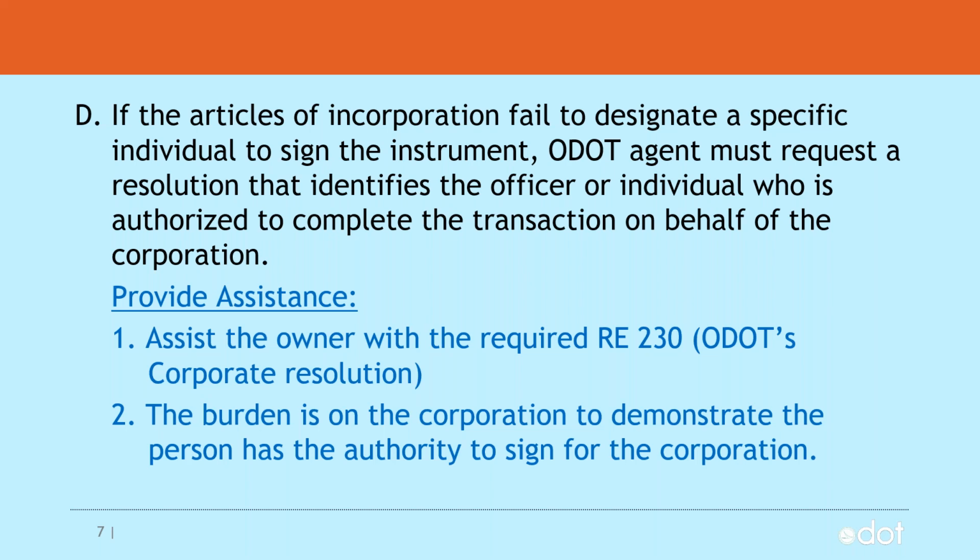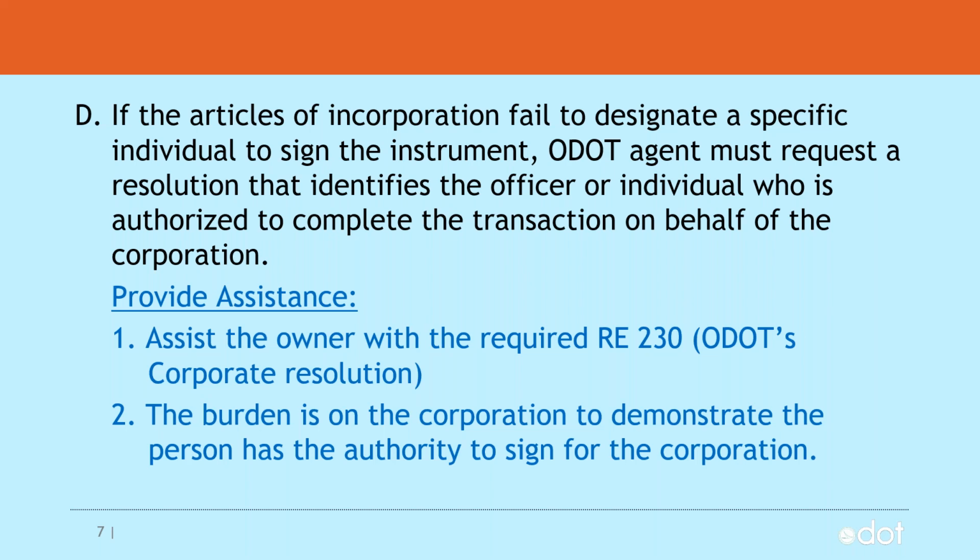A lot of people form a corporation, and when it's small, they don't think of all the little niceties and technicalities they have to go along with. But one of those is you've got to do a resolution to say who can sign on behalf of the corporation. That's important, and they should have run into that before if they've been transacting business with anyone. Provide assistance: assist the owner with the required RE230, ODOT's corporate resolution. That's an example that they can use. The burden is on the corporation to demonstrate the person has the authority to sign for the corporation. It's not for you to guess it. It's for them to show who has the authority.